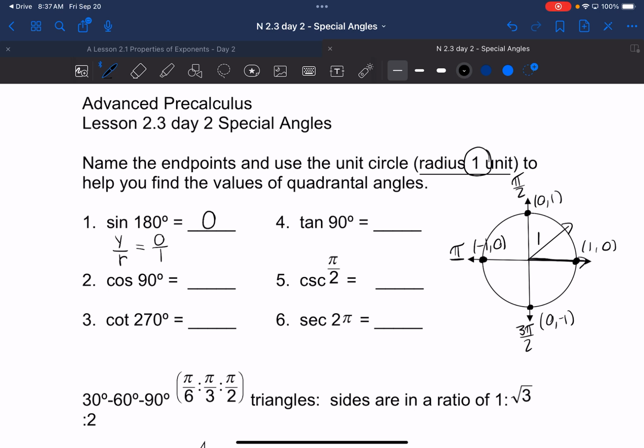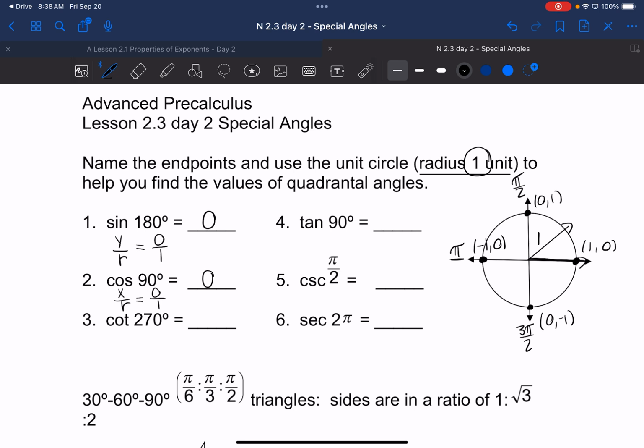Okay. Cosine of 90 degrees, that's pi halves, right? So up here, cosine's ratio is x over r, right? And what's the x value at pi halves? 0. And what is r? 1. So cosine at 90 degrees is just 0.